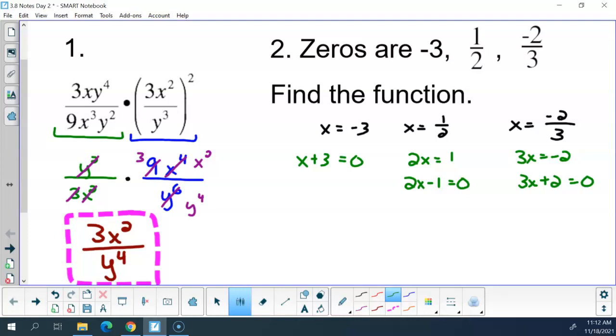We're reverse solving. Okay? So if we ended up with 1/2, then the step right before that would have been 2x equals 1. The step right before that would be 2x minus 1 equals 0. Okay? The step before that would have been the factored form step.